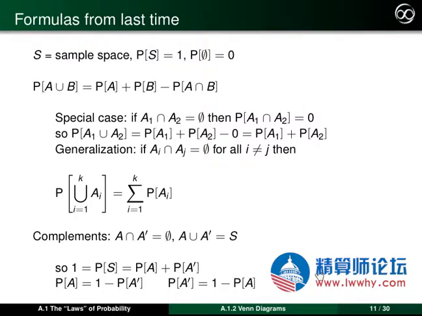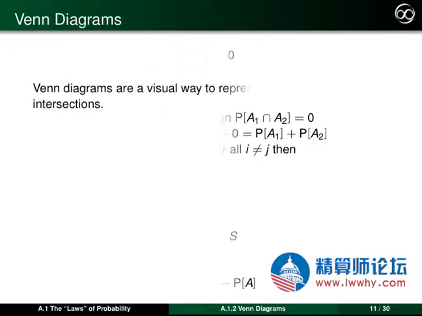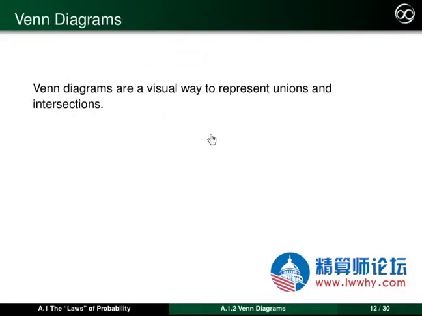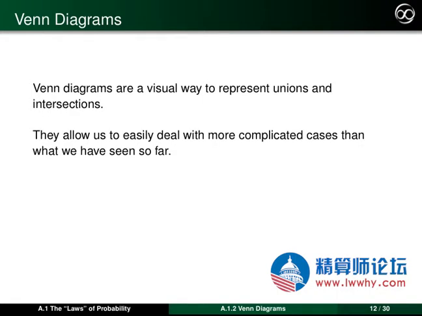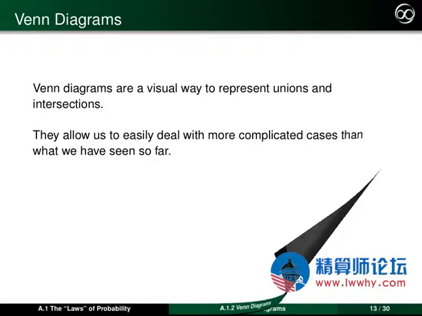Now the point of Venn diagrams is that what if we have more than 2 events that are not disjoint? How can we proceed then? Well, that's what Venn diagrams are for. They're a visual way that let us represent unions and intersections, and as a result, they'll let us deal with more complicated cases than what we have seen so far.